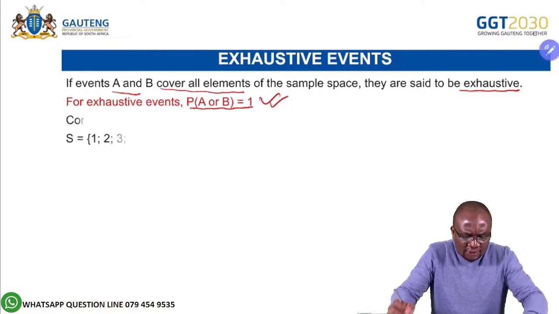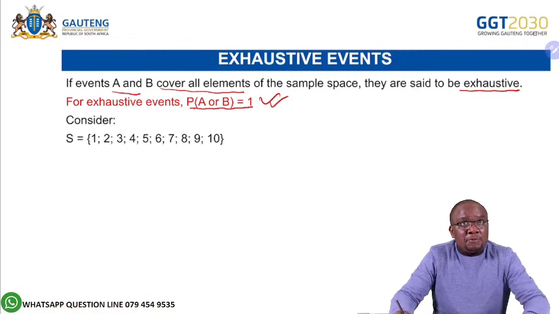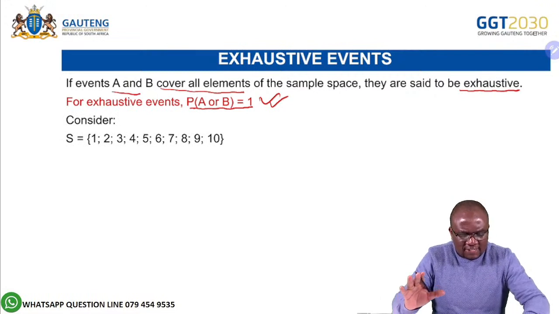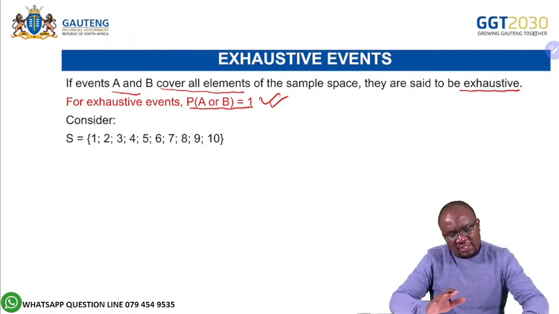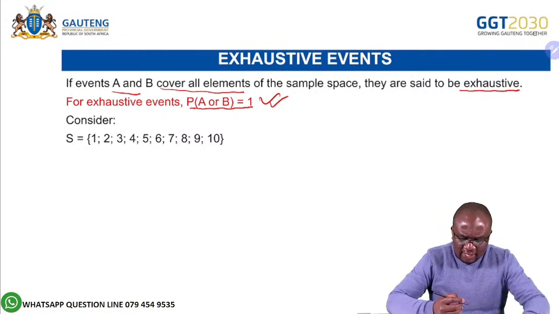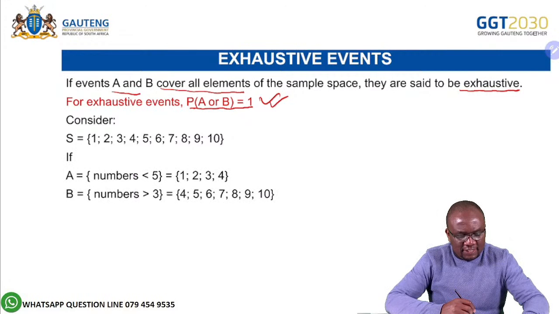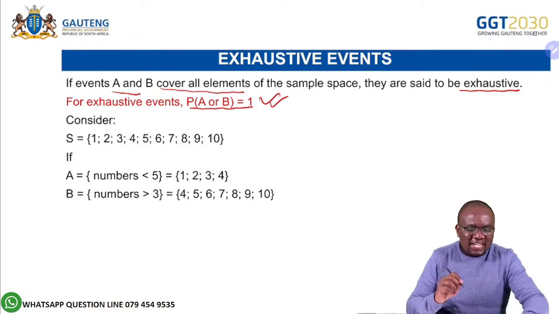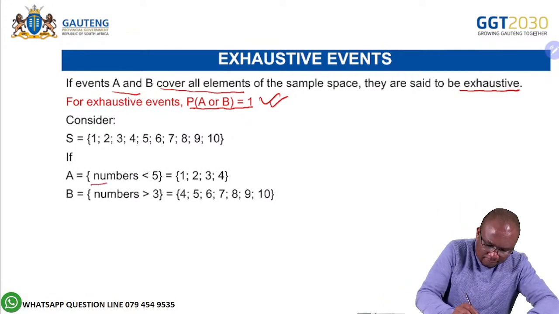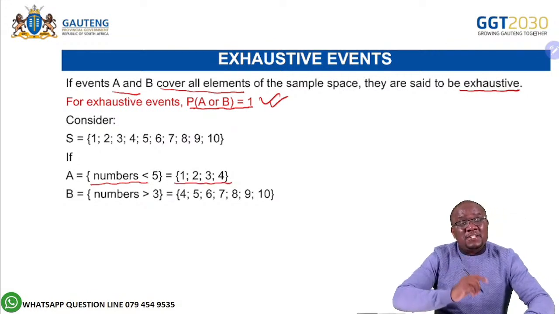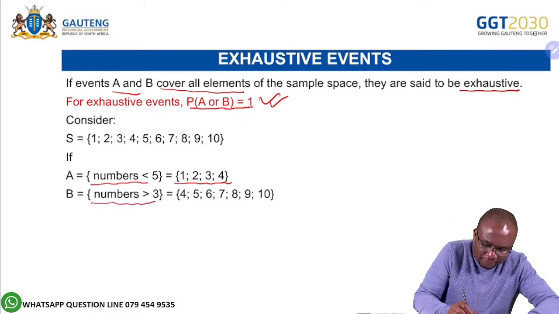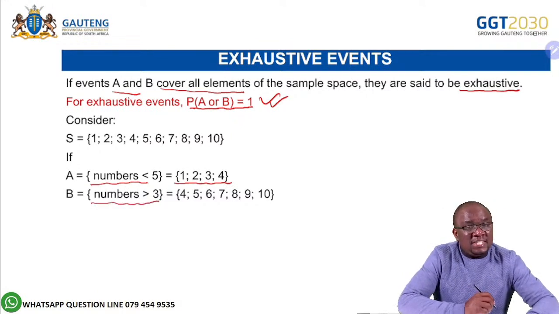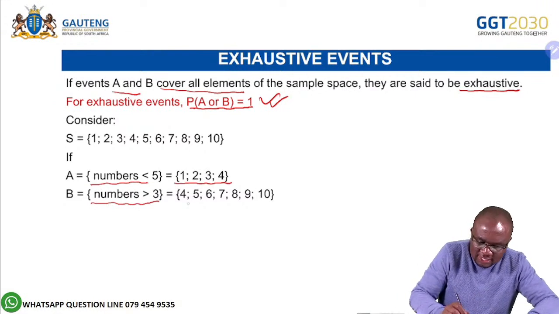And then consider this sample space. We have numbers from 1 up to 10. This is not a dice, just a sample space given these numbers from 1 up to 10. And then we have these events. Event A, numbers less than 5. These are the numbers. When I'm saying numbers less than 5, it means 5 is not included. And then event B, numbers greater than 3. 3 is not included, but 4 is there. So these are the numbers.